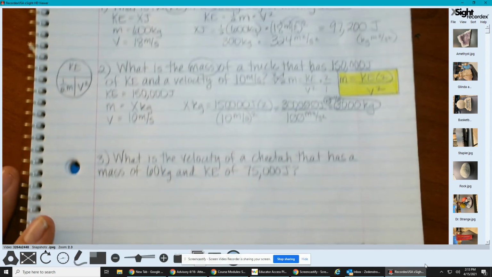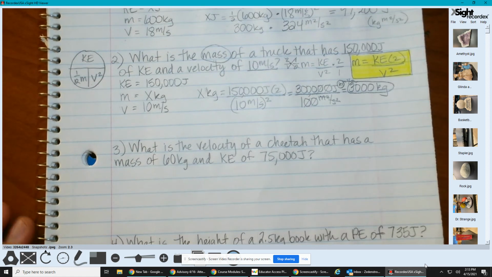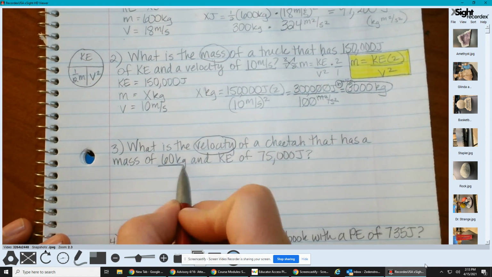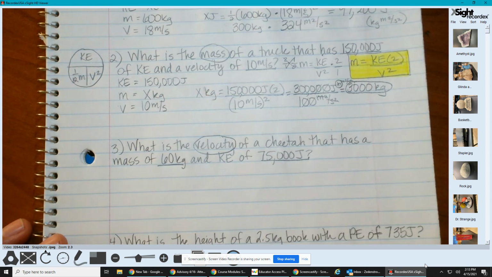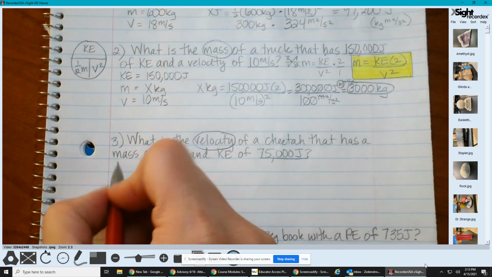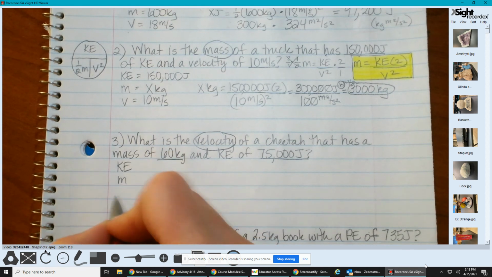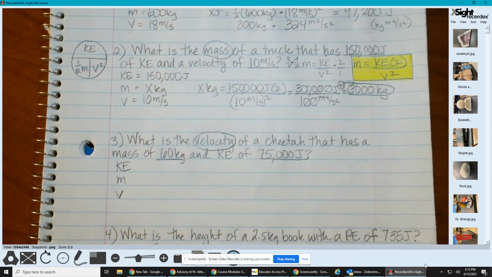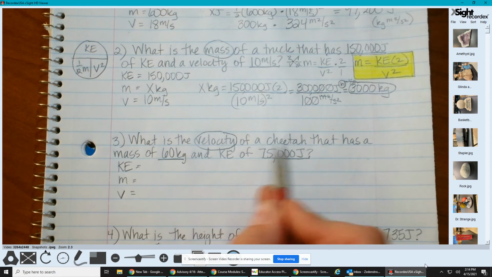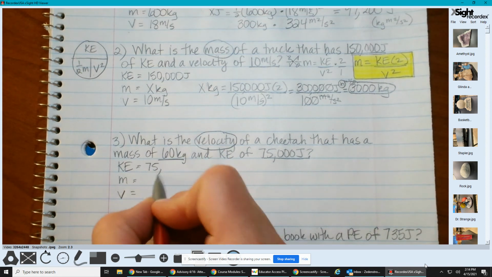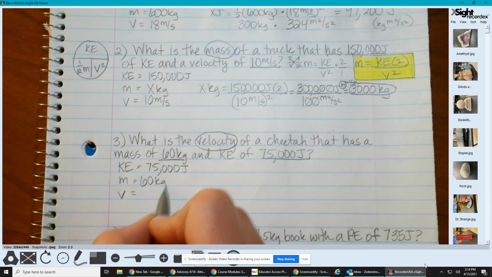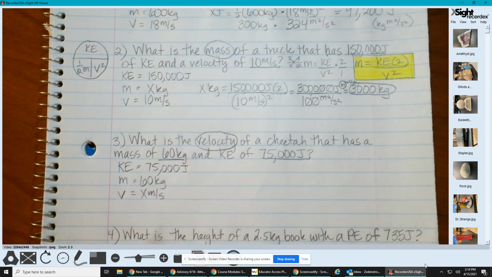Okay. What is the velocity of a cheetah that has a mass of 60 kilograms and a kinetic energy of 75,000 joules? So now I'm looking for velocity, but I'm still in a kinetic energy problem. Therefore, I still need a KE, M, and V to solve. So my kinetic energy is given to me at 75,000 joules. My mass is given to me at 60 kilograms. And now I'm looking for velocity in this case.